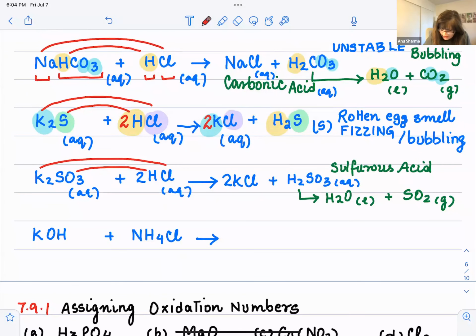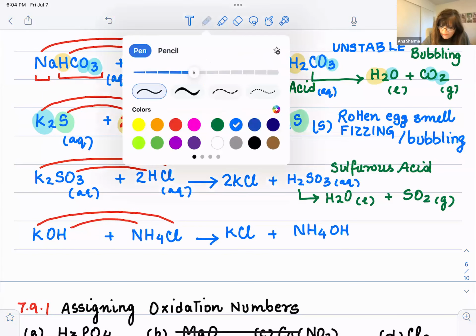Now let's look at the case of KOH, once again, and ammonium chloride. Potassium combines with the chlorine and gives you potassium chloride, and ammonium combines with the OH. So what is it giving you here? This is giving you KCl plus NH4OH. Now NH4OH is a hydroxide, so this is also unstable.